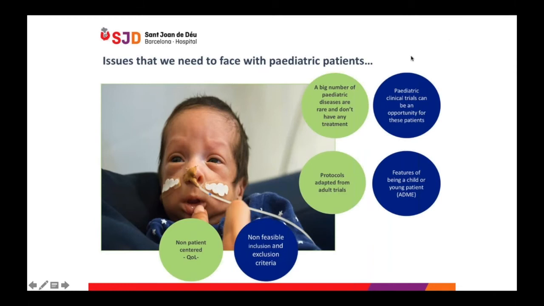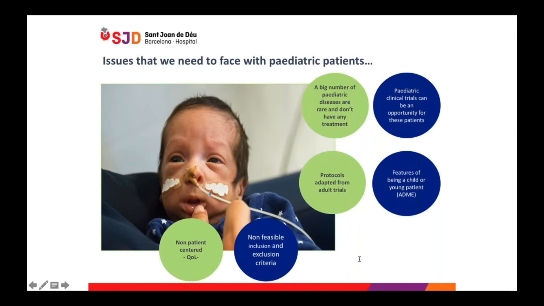What are the issues that we are also facing every day with pediatric patients? A big number of these patients are suffering from rare conditions, and most of them don't have any kind of treatment. It means that when we have the opportunity to include a patient in a pediatric clinical trial, hopefully it can be the unique opportunity to access a treatment.